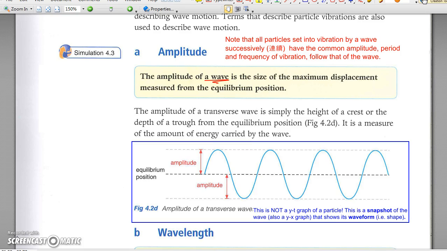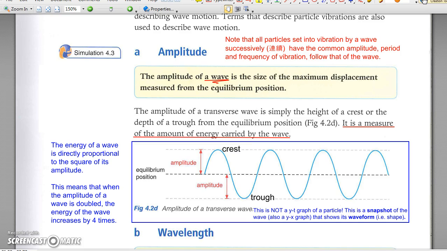The amplitude can be measured directly from the snapshot, from an equilibrium position to its crest of a transverse wave. For a sinusoidal transverse wave, the amplitude measured from an equilibrium position to its trough should be the same. Amplitude is a measure of energy of vibration. The energy of a wave is directly proportional to the square of its amplitude. This means when the amplitude of a wave is doubled, the energy of the wave increases by 4 times.